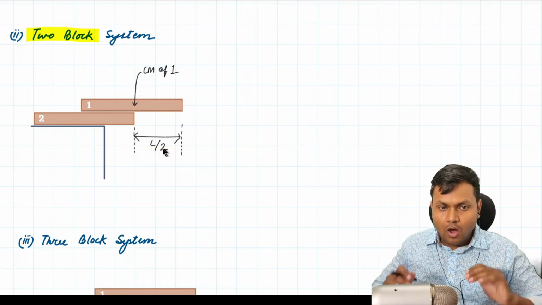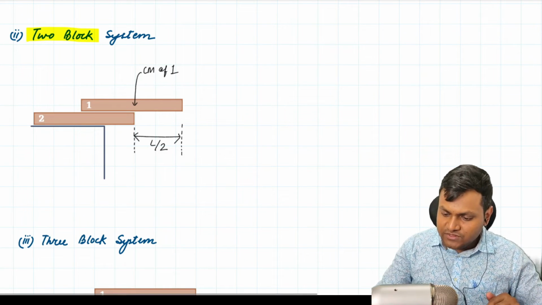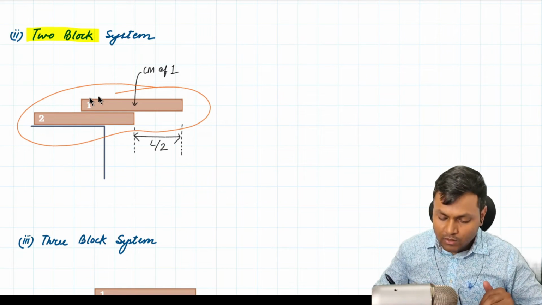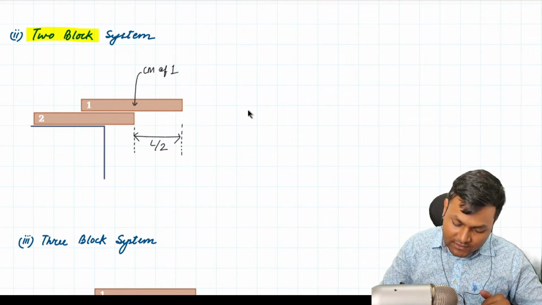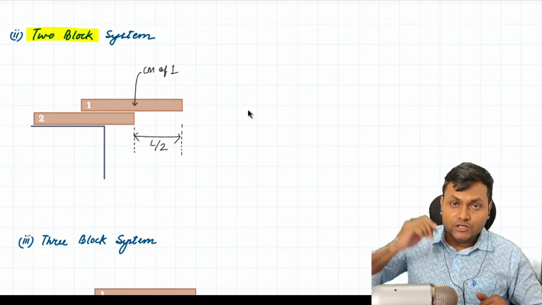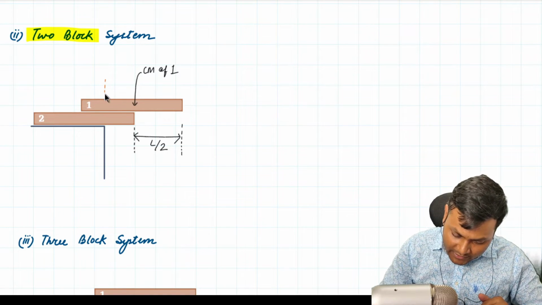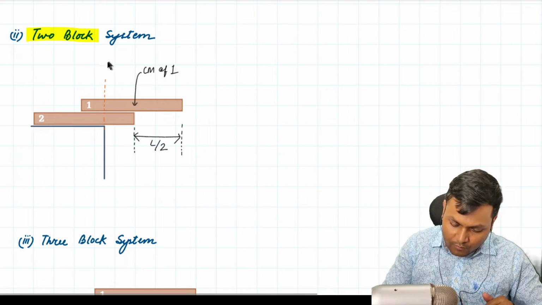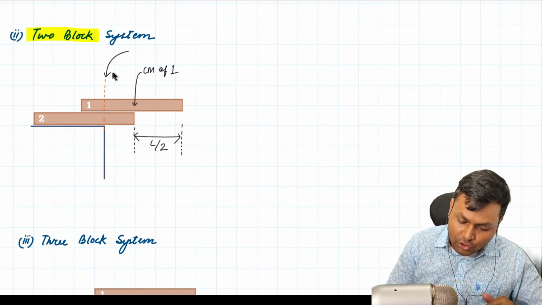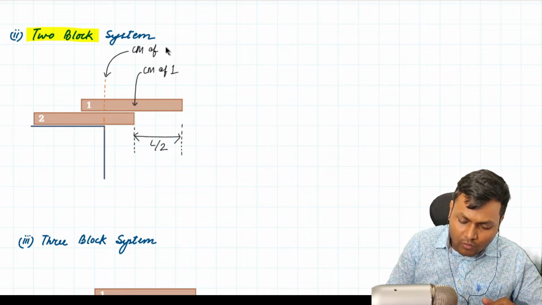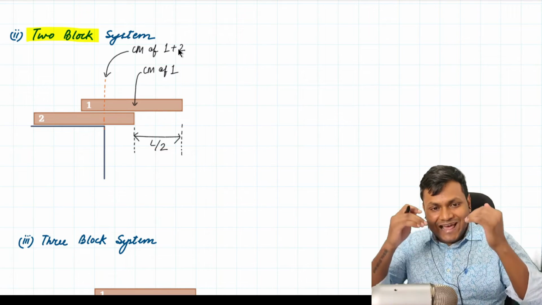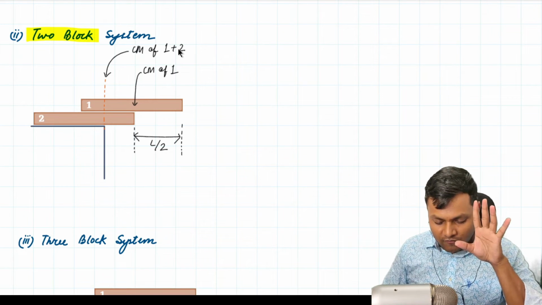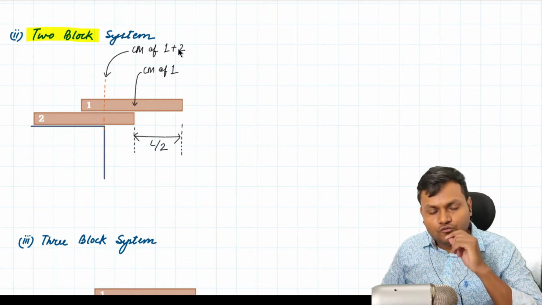It's not just enough to balance block 1 over 2. I am also interested in balancing the combination of block 1 and 2 over the table, which means that I also have to balance the center of mass of 1 and 2 on this particular edge. If I want to balance the center of mass of both block 1 and 2, I want to make sure that the center of mass of 1 plus 2 must lie on the edge. Then the question is, what should be the length of the distance of block 2 from the edge?